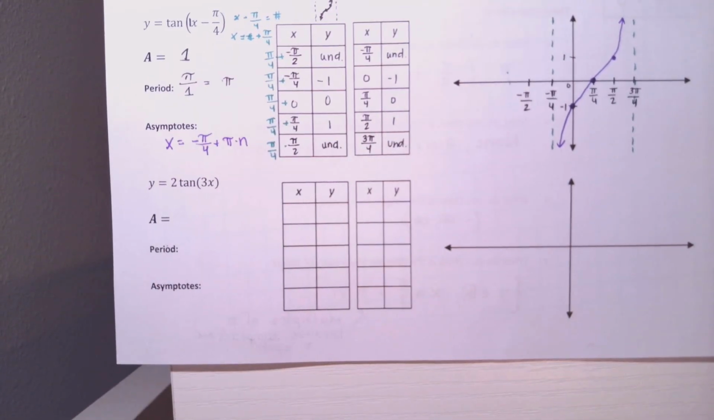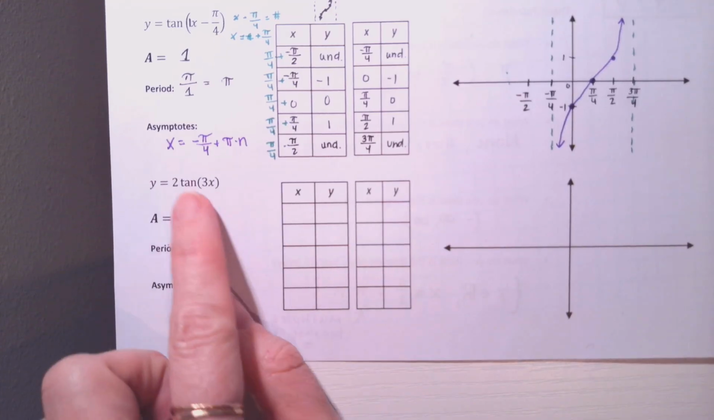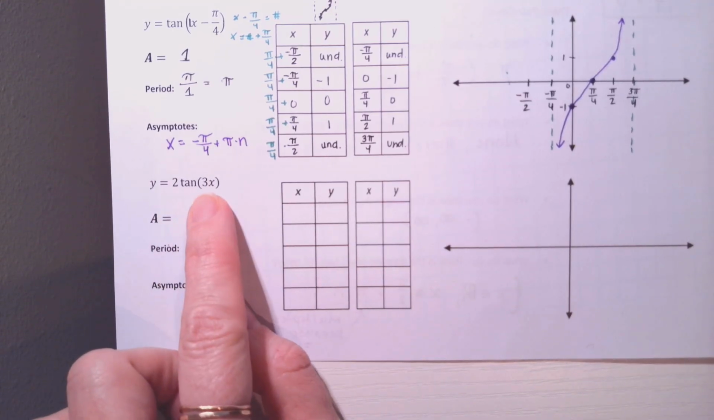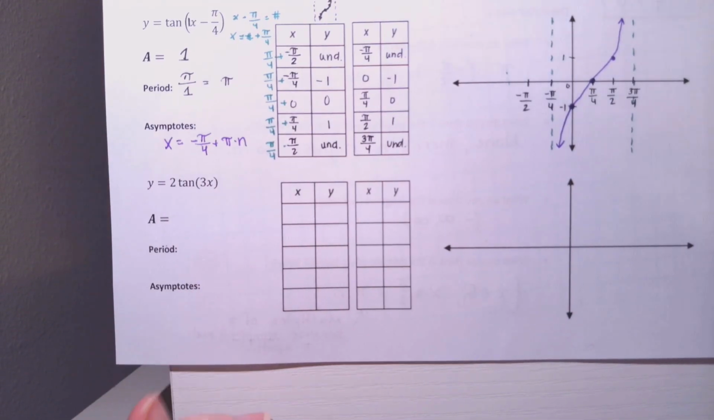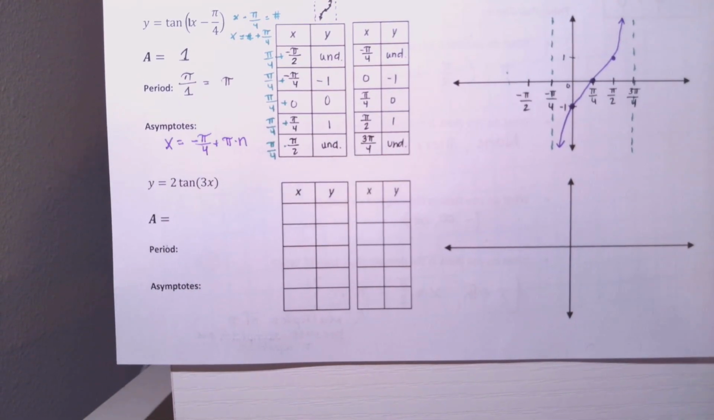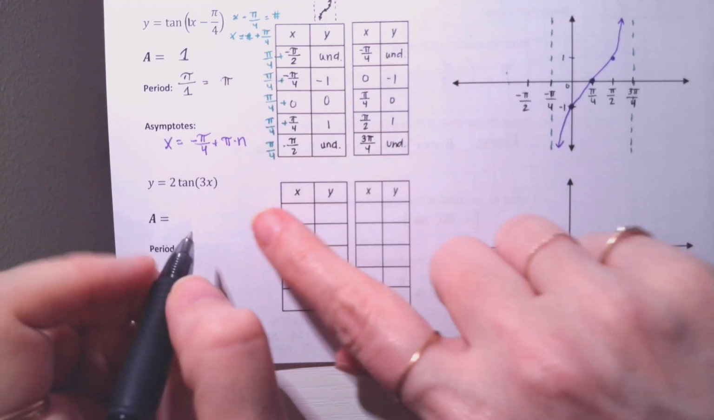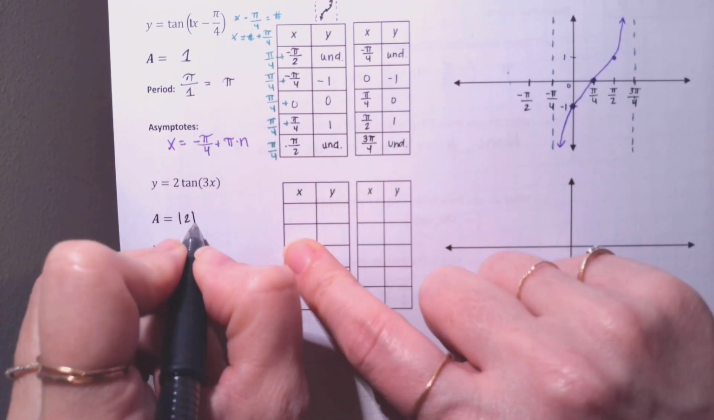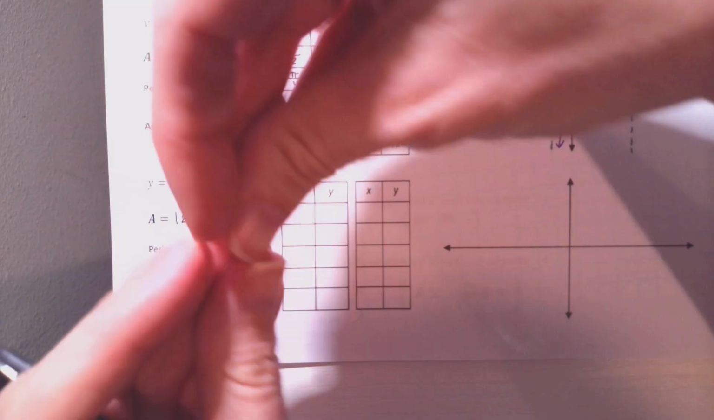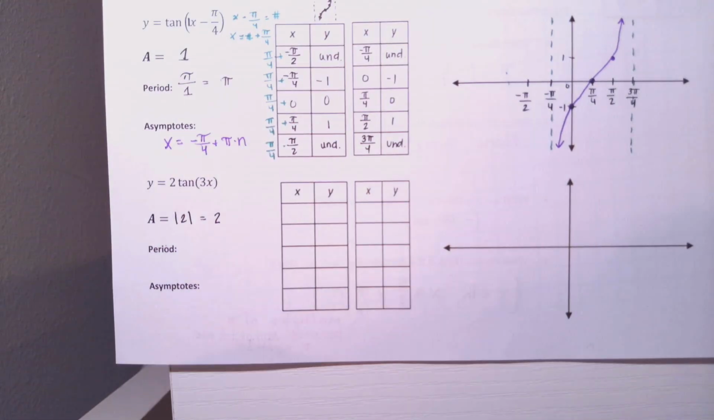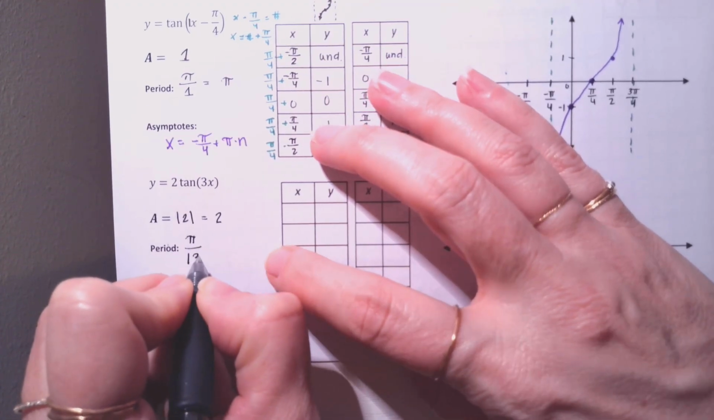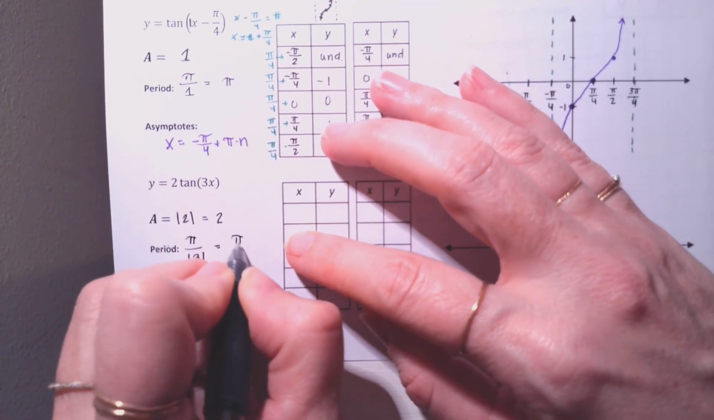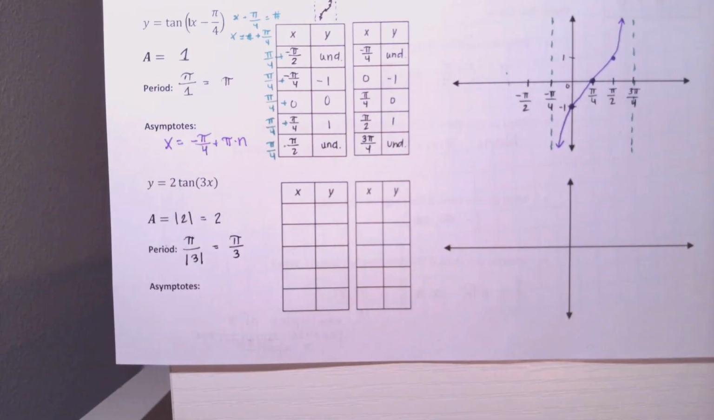Okay, so this one has an a and a b value. I can see my a value in the front, my b value in here. Notice none of these we've had to factor out the b, so that's kind of nice. That means the transformations are a little easier. My A value on this one would be absolute value of 2, which is 2. So this one's going to be more stretched out vertically. The period would be pi divided by the absolute value of 3, which is just pi over 3. And then I'll come back and grab my vertical asymptotes in a second.